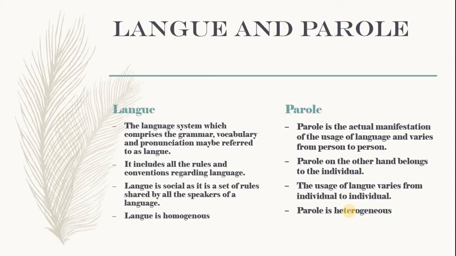That's because though langue is the same for all individuals, parole may differ from person to person. That is, your individual utterance may differ from your teacher's utterance, or from a native speaker's utterance. That is why we say that langue is homogeneous. Langue is the same for all. The grammar, the vocabulary, the pronunciation that we learn, it's all the same for all. But its actual manifestation, or the individual utterances that we make, differ from person to person. Even between friends, it may differ. That is why we say that parole is heterogeneous.